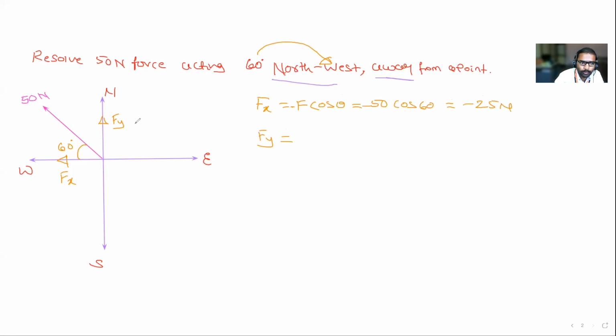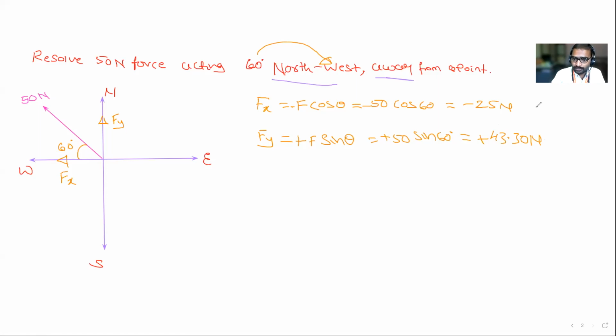Next, Fy is moving in the upward direction, so it is plus F sin theta. That is plus 50 sin 60. So how much is the answer? 43.30. Not minus, plus, that came by mistake. It should not be like that, not in the exam either.